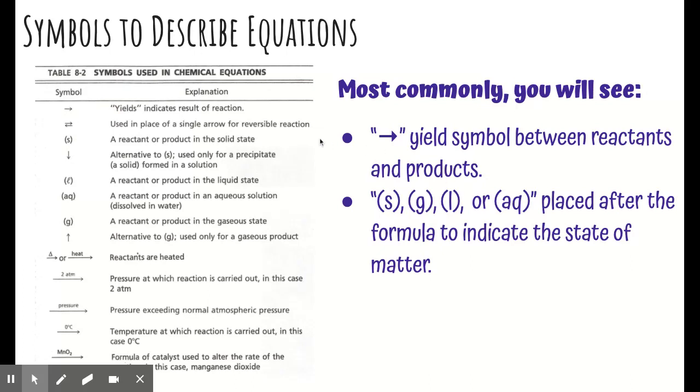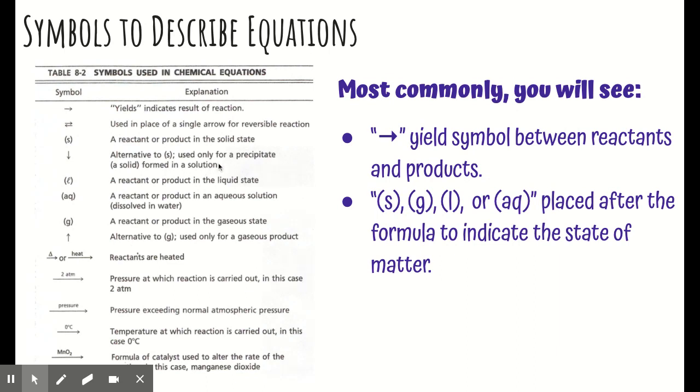So here are just some other things you might come across, especially if you take chemistry in college. Yields obviously is going to show that you have had a reaction. A double arrow can be in place of a single arrow if something is reversible. Solid state, an alternative to solid, could be used like when a precipitate is forming.